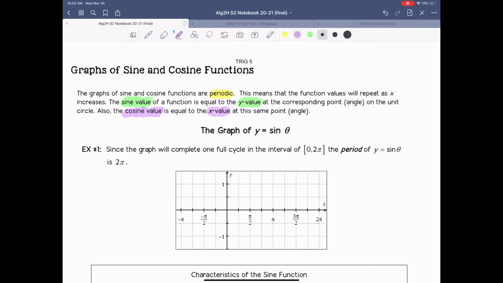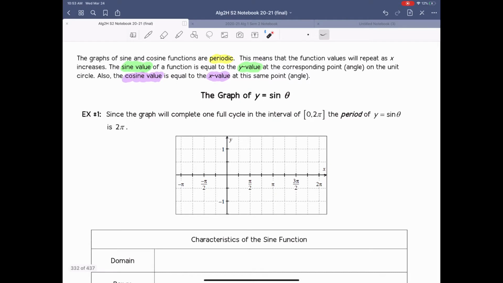Now, with this in mind, we are going to look at the graph of sine theta first. So, example number 1. Since the graph will complete one full cycle in the interval of 0 to 2 pi, the period of y equals sine theta is 2 pi radians. So again, this means that every 2 pi radians, the graph is going to be repeating itself.